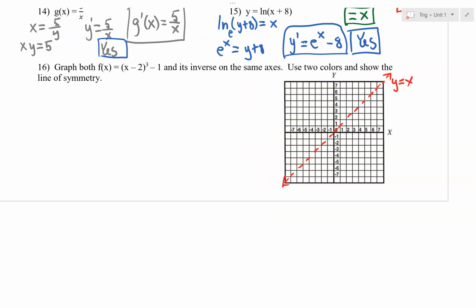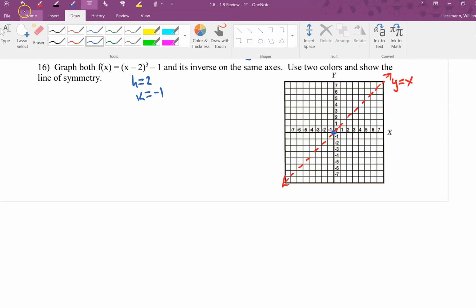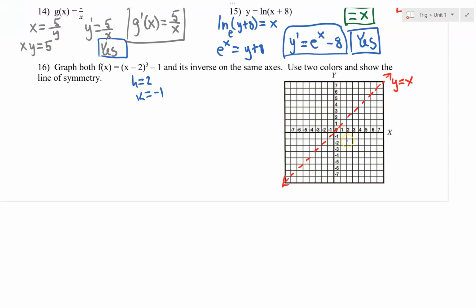So the first one, it's saying f of x. This is a cube function, where we have an h, k. H is equal to 2. K is equal to -1. And it normally would run right through the center, right through the axis here. But this one doesn't run that way. This one actually gets shifted to the right 2 and one down. So it ends up right here.